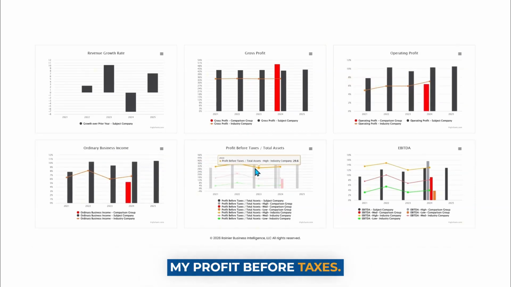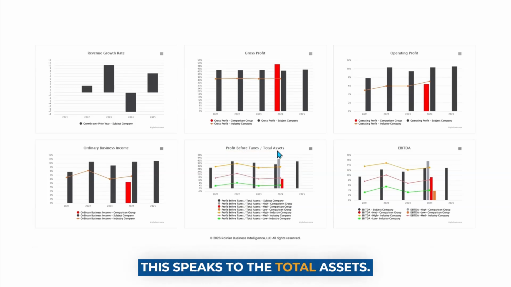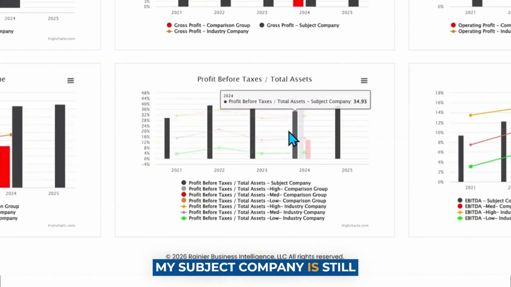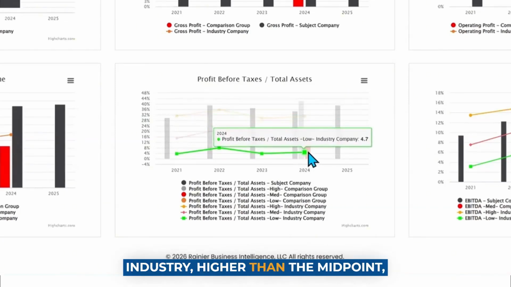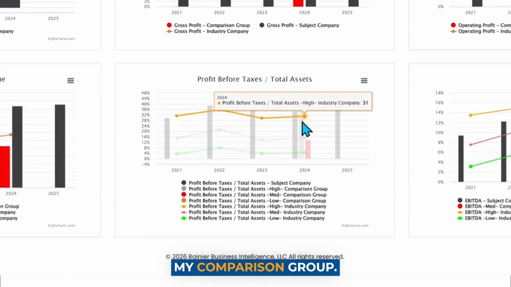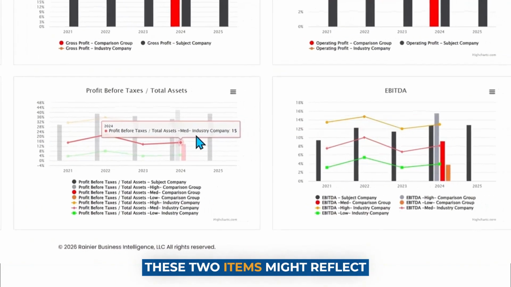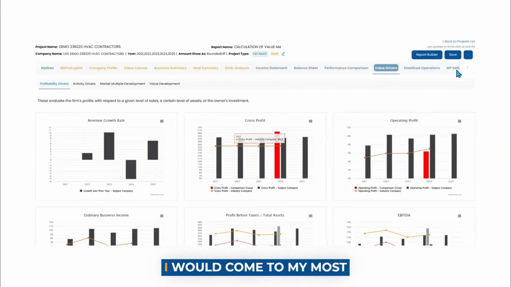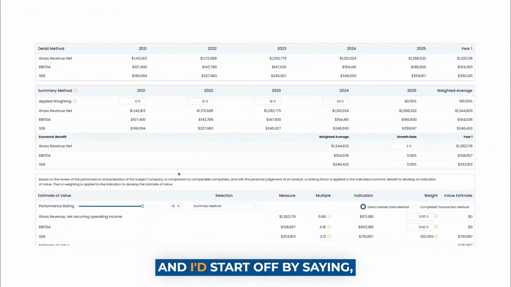My profit before taxes, this speaks to the total assets. We have another comparison that says fixed assets versus total assets. There's another that might talk about turnover, but here we see a return that says, okay, great. My subject company is still performing better than the industry, higher than the midpoint, and almost as high as my comparison group. These two items might reflect to me that this business could sell at a premium. I would come to my most probable selling price, and I'd start off by saying, all right, then let's move this from this 50th to the 75th percentile.